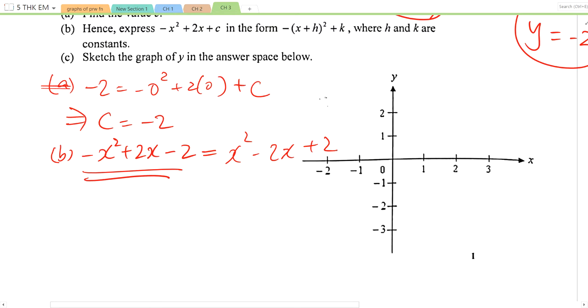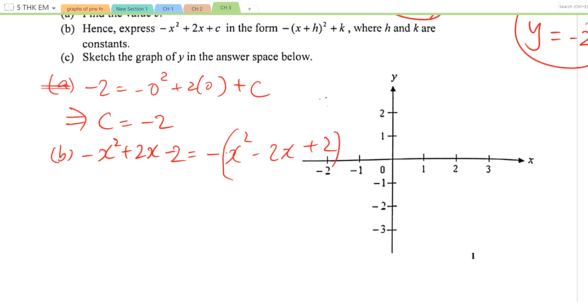Then how? What if I do this? How about this now? Minus 2. How about this? Are they still equal? Left hand side and right hand side? Yes? No? Yes or no? Yes, right? They are equal, right?